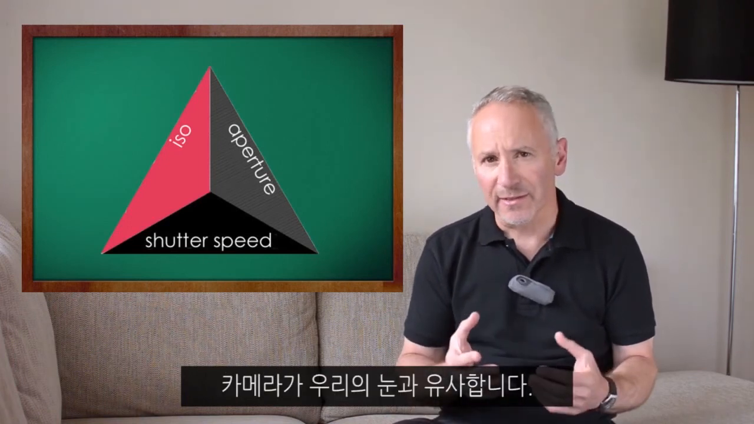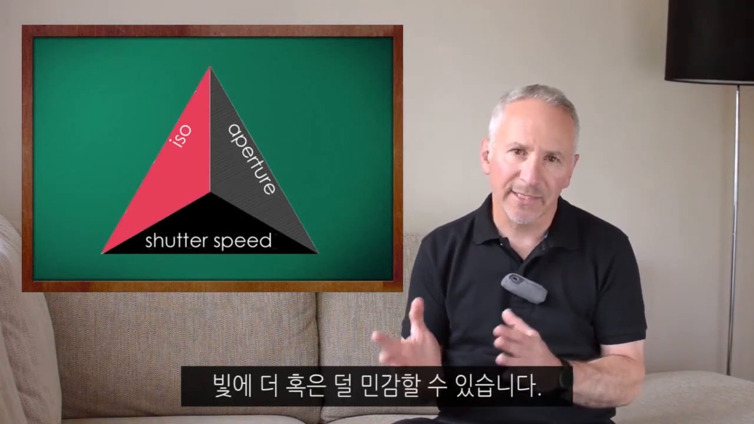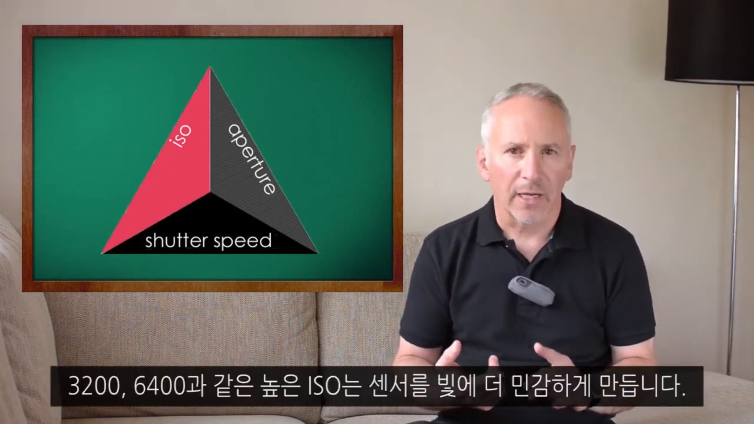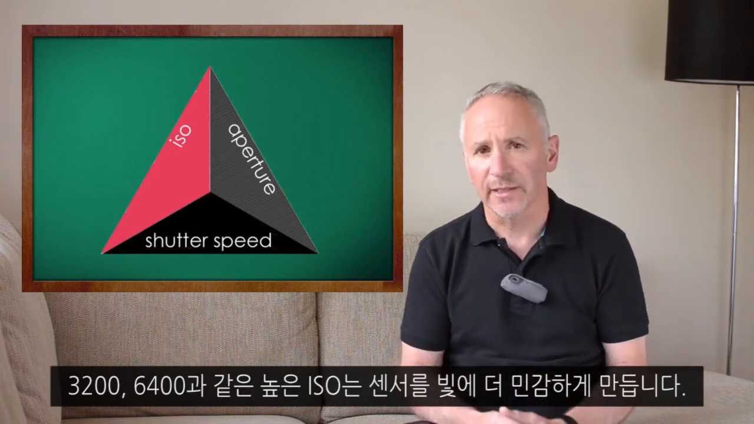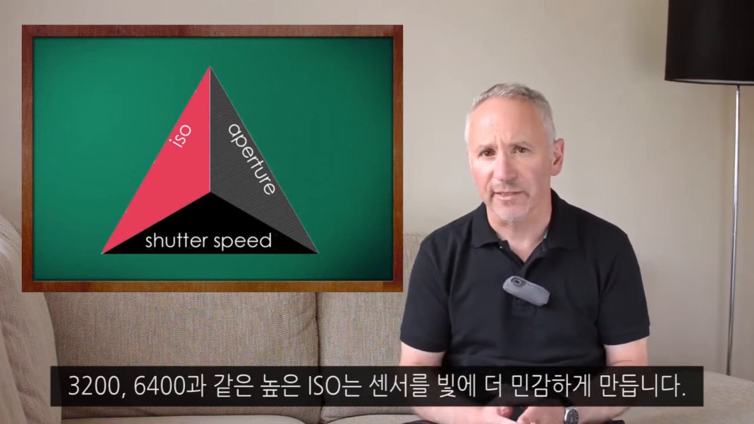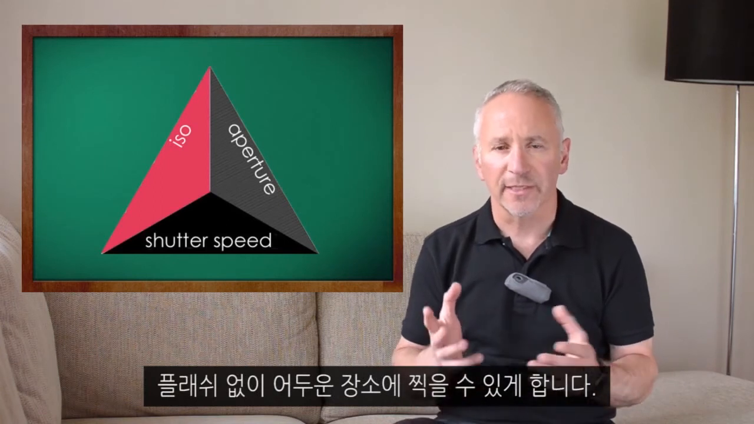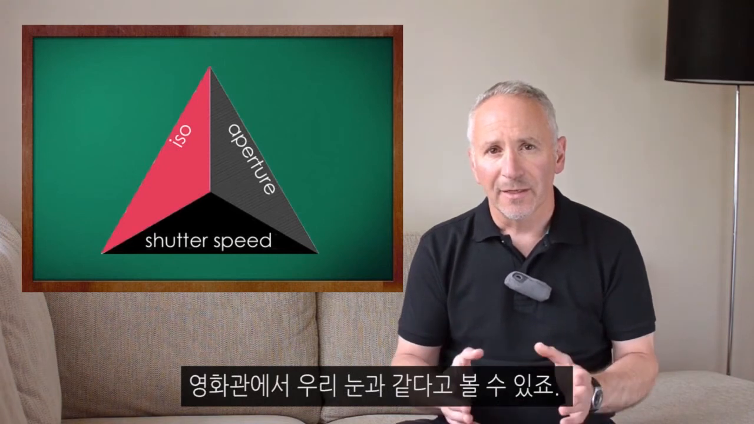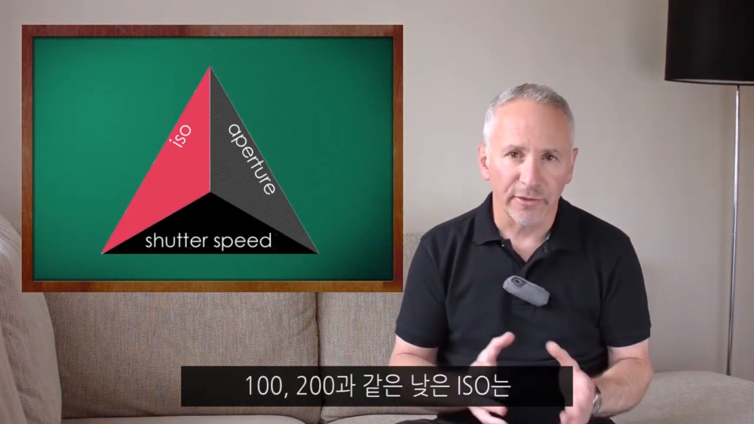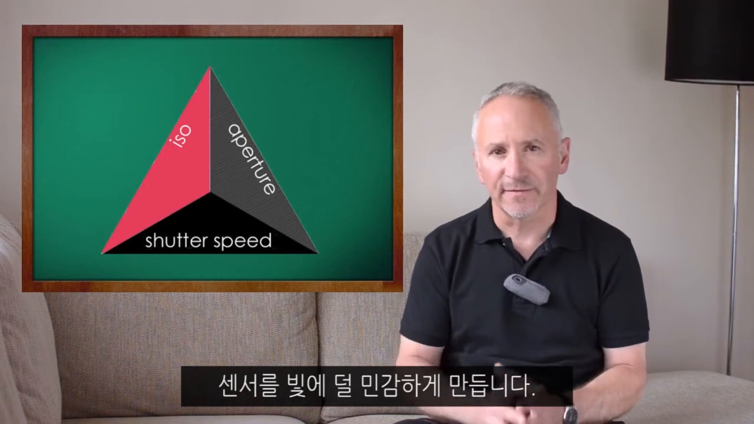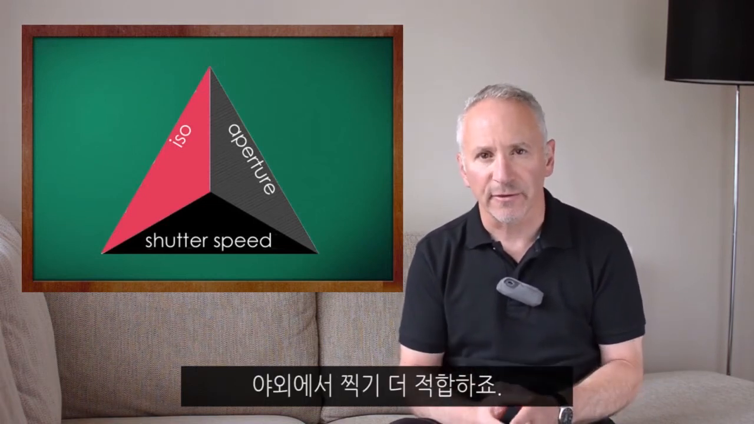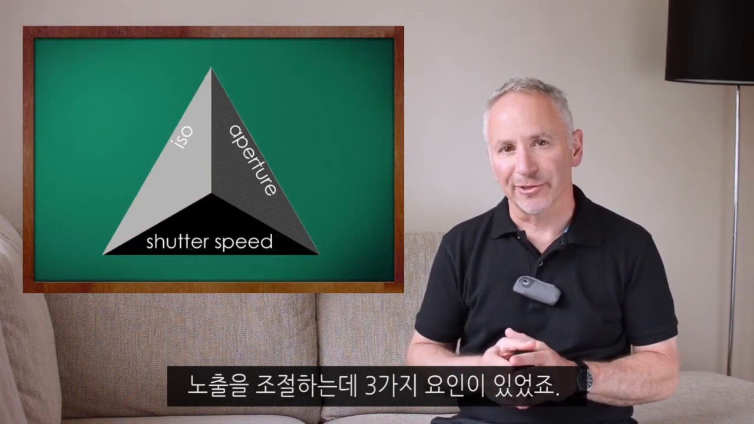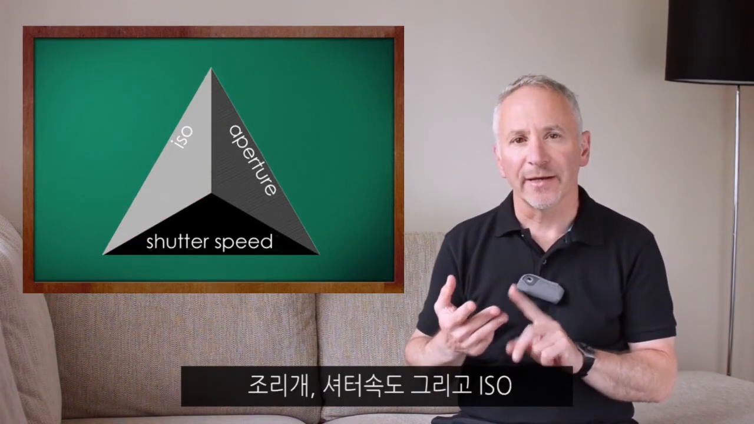So the camera sensor is a little bit like our eyes in that it can be less or more sensitive to light. Higher ISO numbers like 3200 and 6400 make the sensor very sensitive to light, allowing you to take photos in low light without a flash, just like our eyes in a dark cinema. Lower ISO numbers like 100 and 200 make the sensor less sensitive to light, which is much better for taking photos outside.